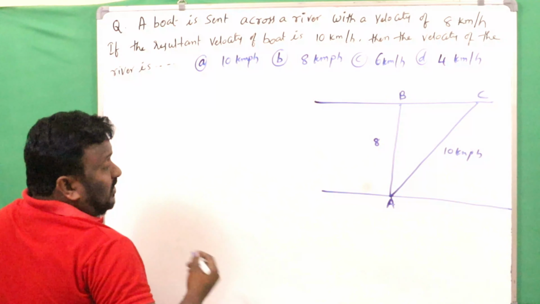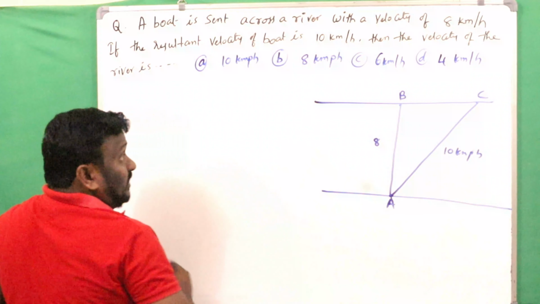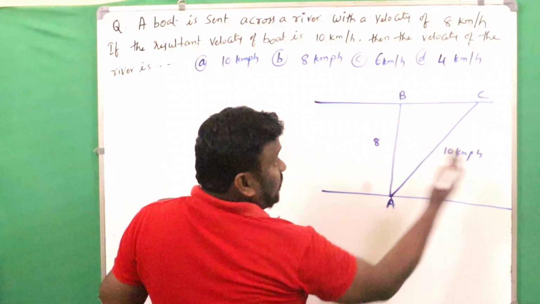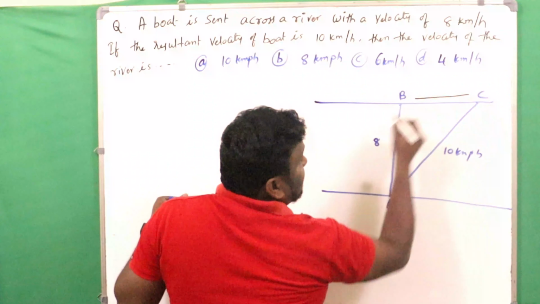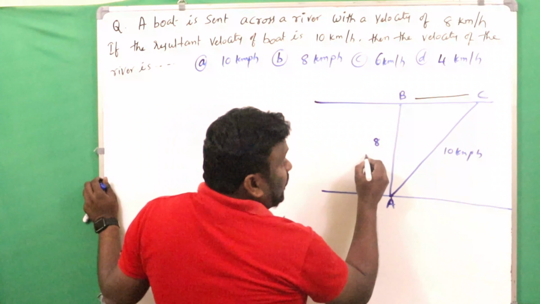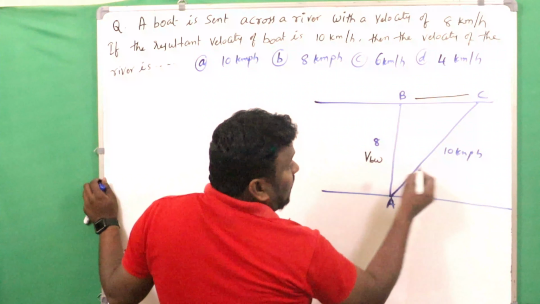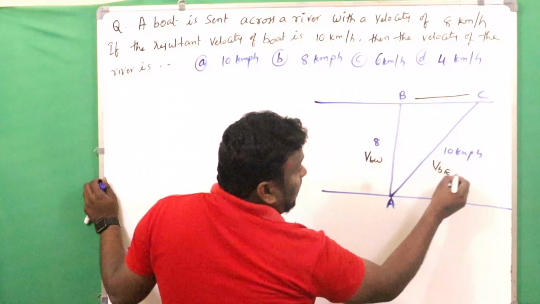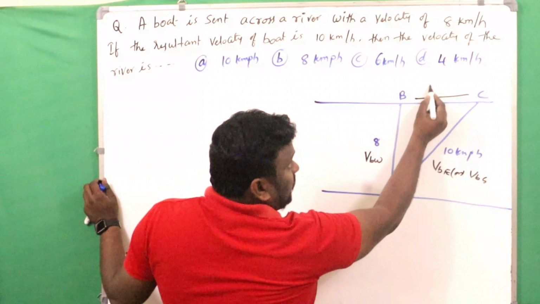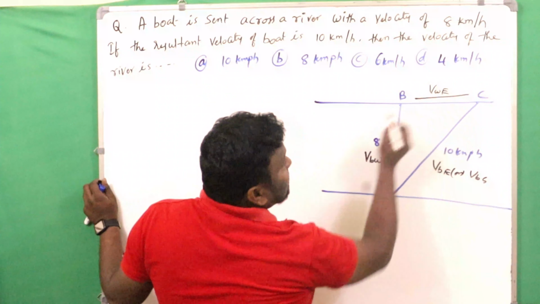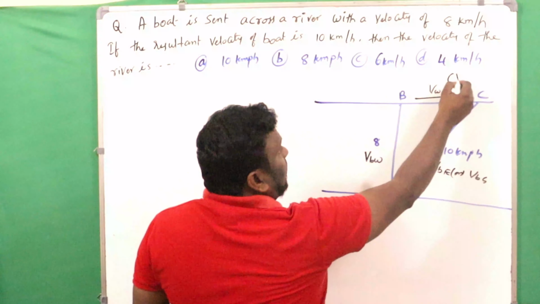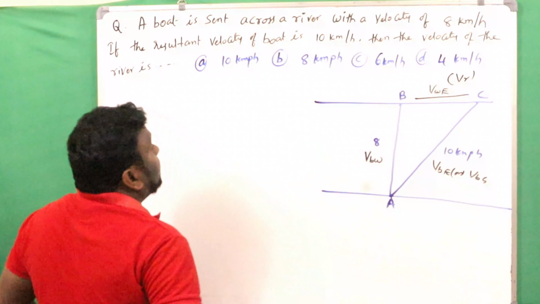We have to find out the velocity of the river. Already we know the direction of the river water. It is moving from west to east. That's why this BC shows the direction of velocity. Simply I am going to write this as VBW, this as VBE or VBG, and this is VWE, velocity of water with respect to earth. So we are saying now it is VR. Clear.